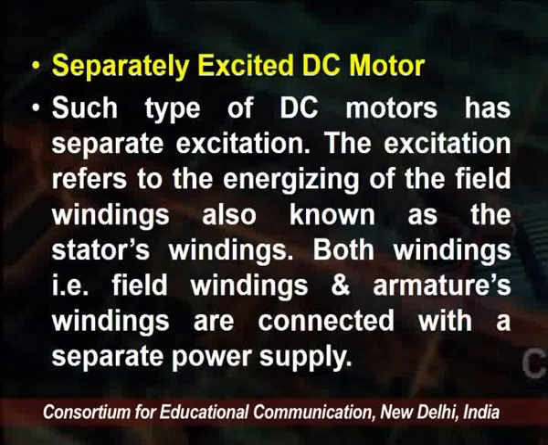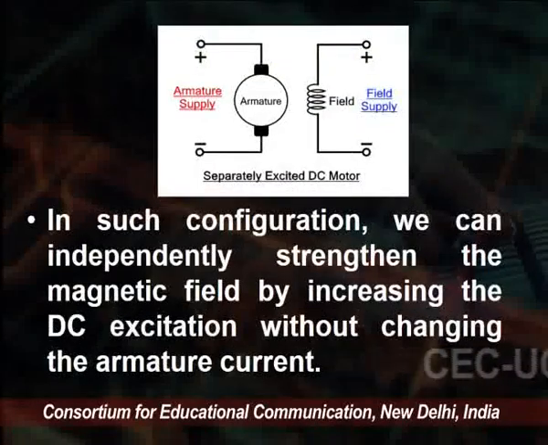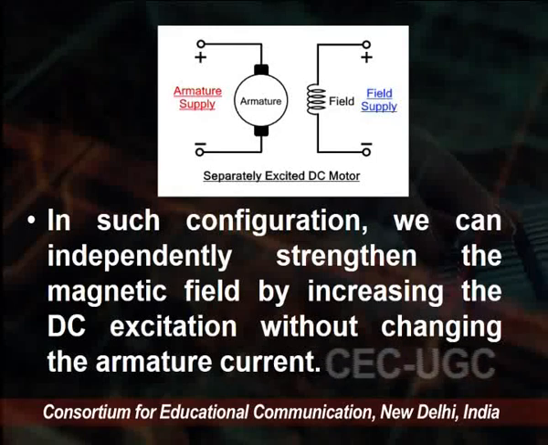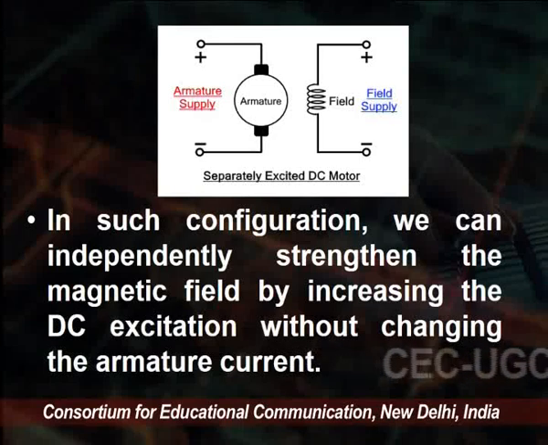That's why it is called a separate excitation DC motor, because both are connected with a separate power supply. You see here on the screen that in such a configuration we can independently strengthen the magnetic field by increasing the DC excitation without changing the armature current. On the left-hand side the armature has a supply, and on the right-hand side we have the field supply.